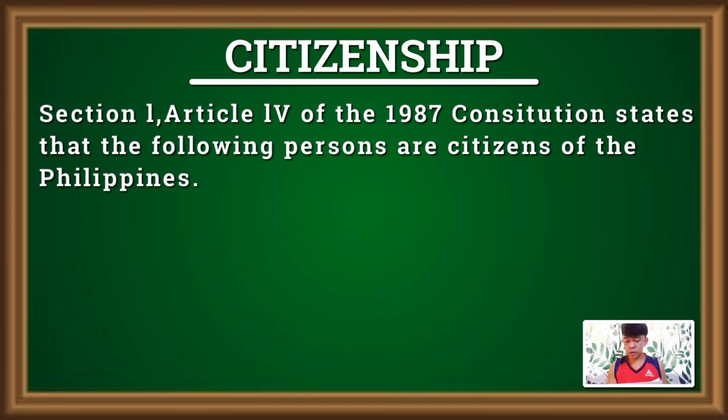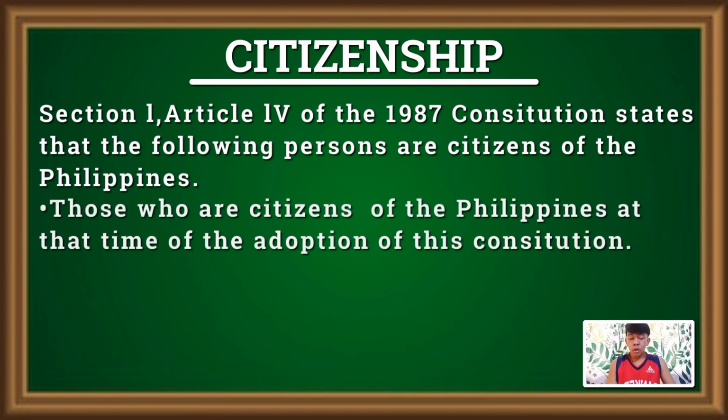According to Article 4, Section 1 of the 1987 Constitution, the following persons are citizens of the Philippines. Those who are citizens of the Philippines at the time of the adoption of this Constitution.